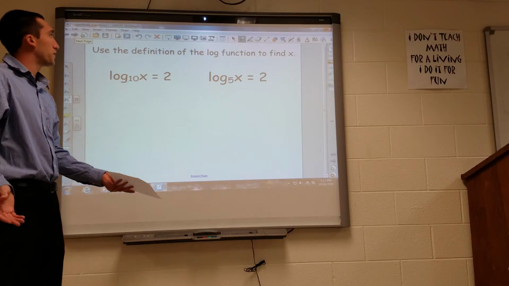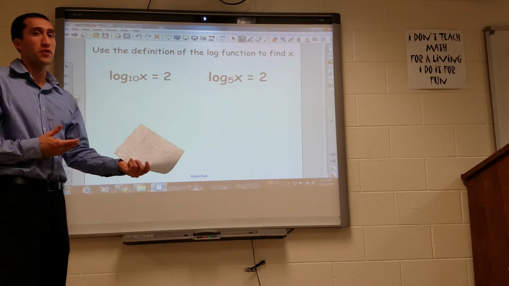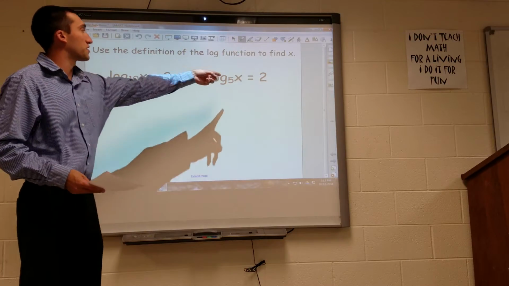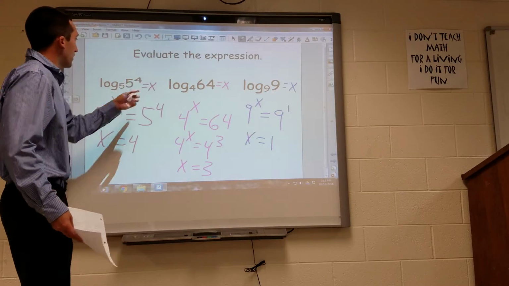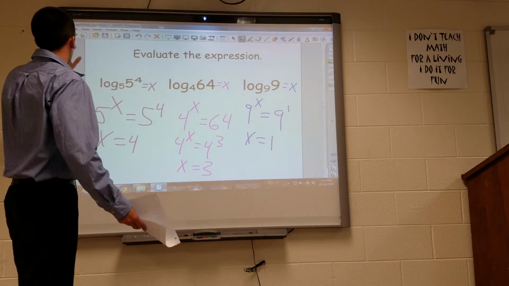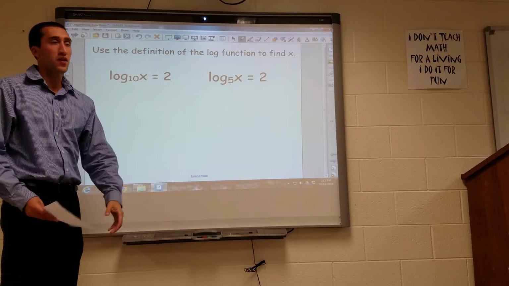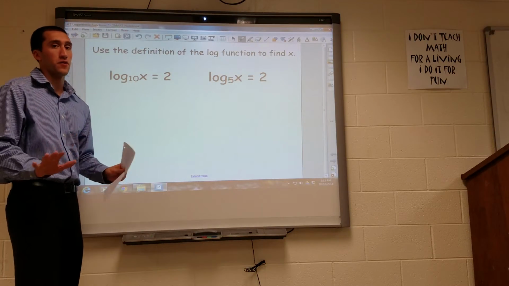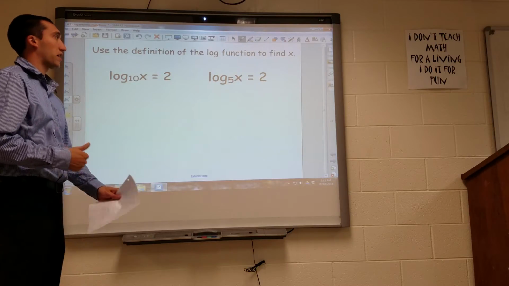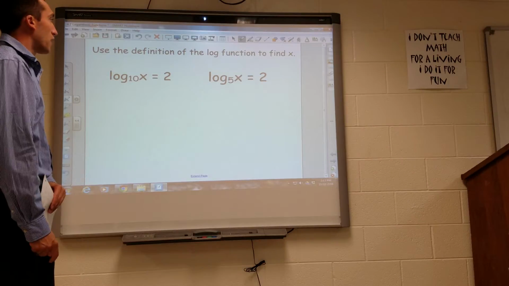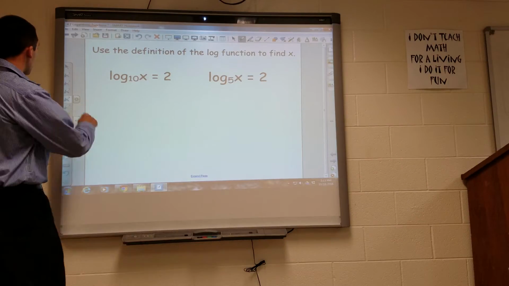Now we're going to use the definition of logs to find x, so pretty similar, except our x's are maybe in different spots than just equal to x like they were here. So here we can see they're in different spots. So it might take a little bit more finagling with our rules, with how we write logs into exponential expressions, to get the actual answer.